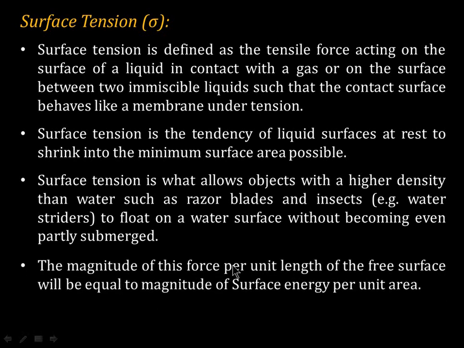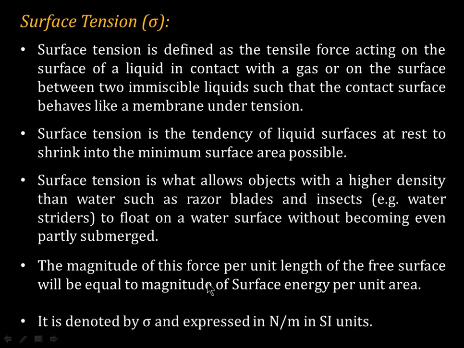The magnitude of this force per unit length of the free surface will be equal to the magnitude of the surface energy per unit area. So surface tension, which is expressed in terms of force per unit length of the free surface, is equal to the energy possessed by the surface per unit area, the surface energy per unit area. Surface tension is denoted by sigma and expressed in Newton per meter in SI units. As it is force per unit length, it is expressed in Newton per meter.